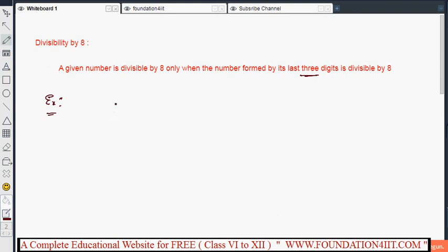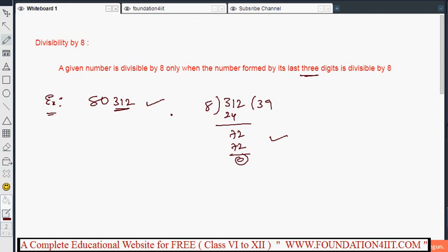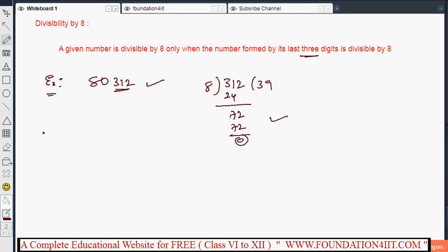For example, 80,312. Your last three digits are 312. Now if 312 is divisible by 8, then that 80,312 also is divisible by 8. Yes, it is divisible. So 80,312 also is divisible by 8. We need to check the last three digits. If the last three digits are not divisible by 8, then that number is also not divisible by 8.